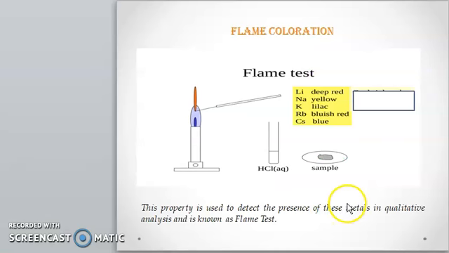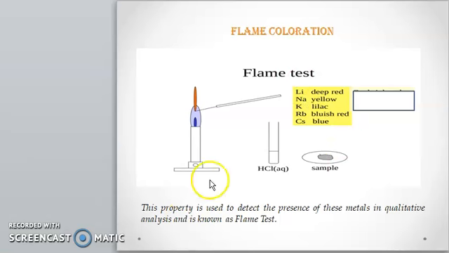Okay, and the next point is the flame coloration. These compounds show different colors in the flame, that is, on the Bunsen burner or the Bunsen flame. Lithium shows deep red, sodium shows yellow, potassium shows lilac, rubidium shows bluish red color, and cesium shows blue color. So these different elements show different colors. So that's why these are used in qualitative analysis, and it is called the flame test.